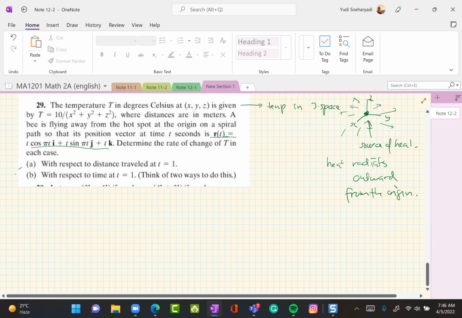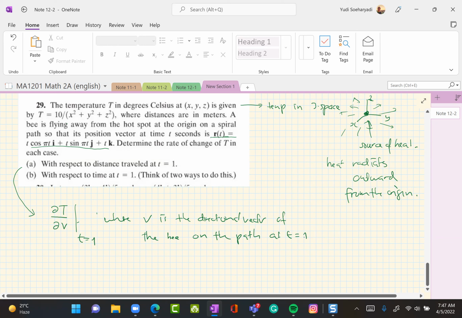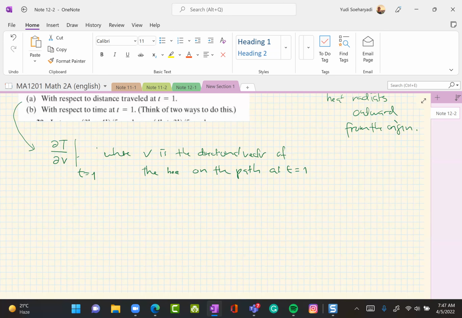Okay, so problem A asks you to compute dT with V, right, at t equals 1, where V is the directional vector of the particle, the bee, on the path at t equals 1. Okay, so this is the case.